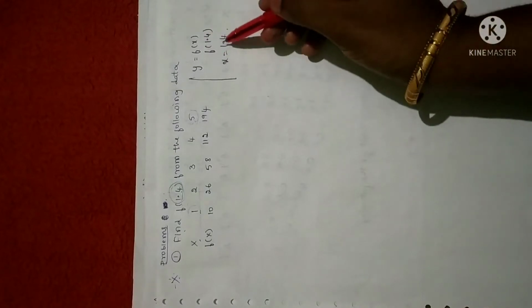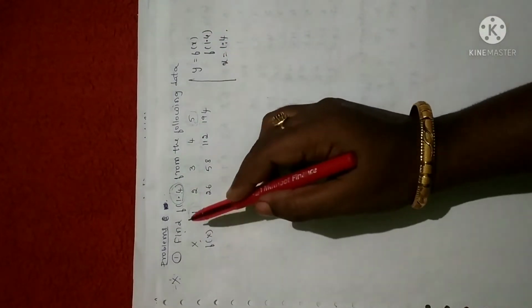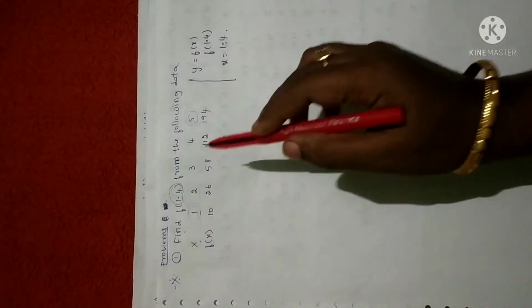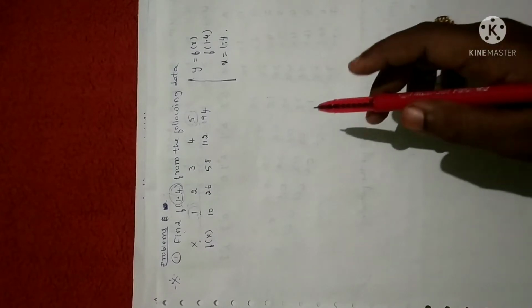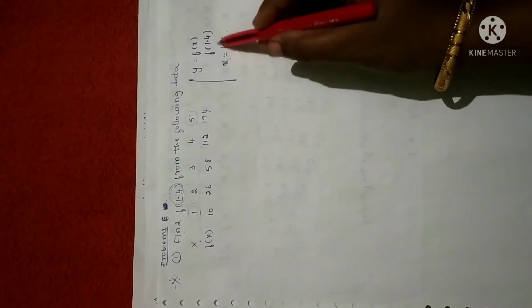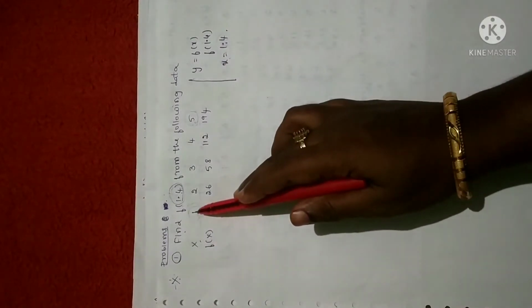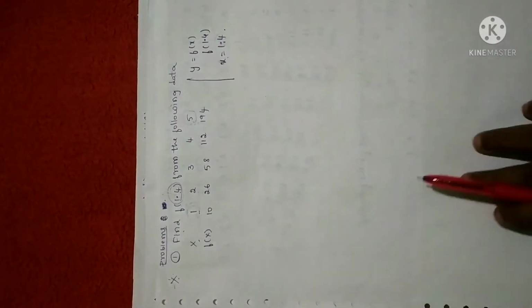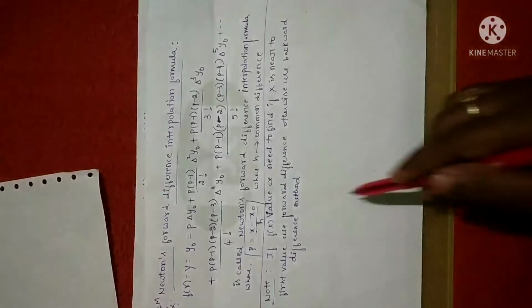So since 1.4 is nearer to 1, we have to use forward difference. I'm just repeating once again. If the given x value is nearer to the first value, we have to use the forward difference. Otherwise, we have to use backward difference. See, that is what I have mentioned.